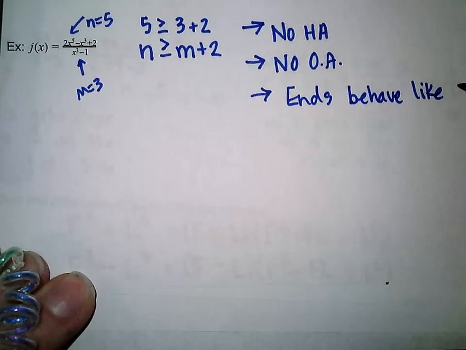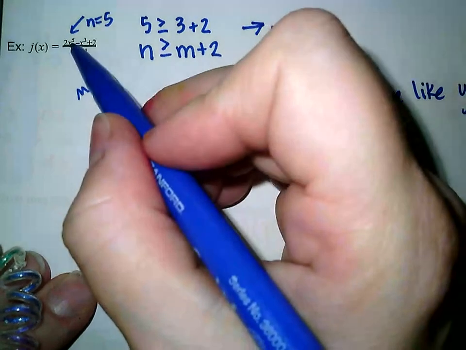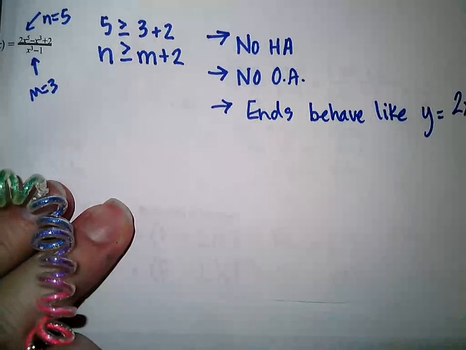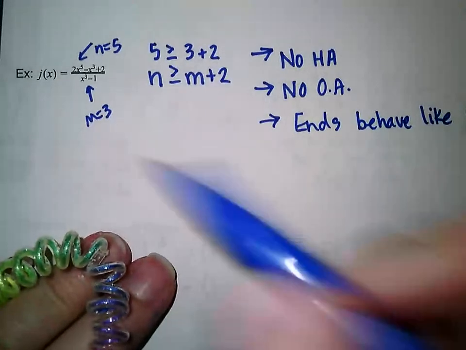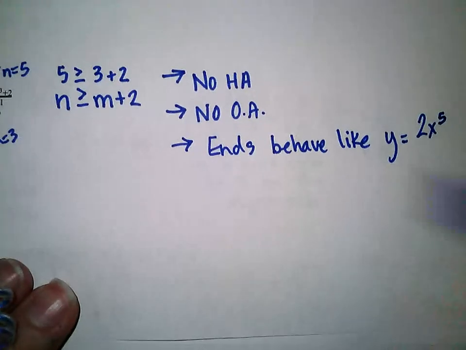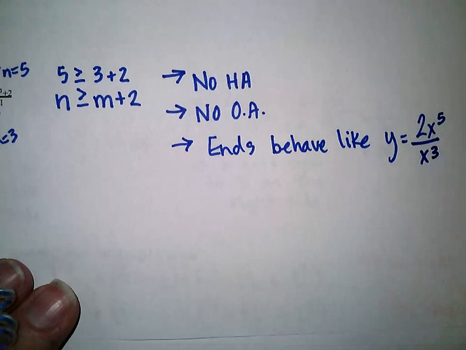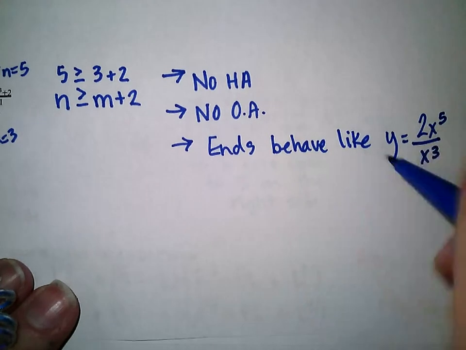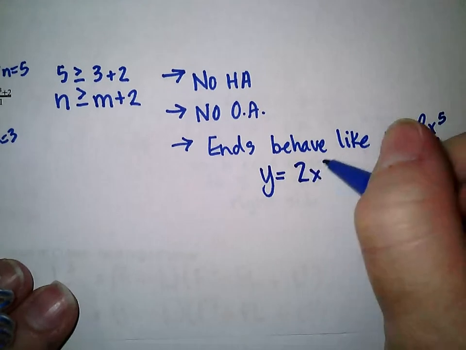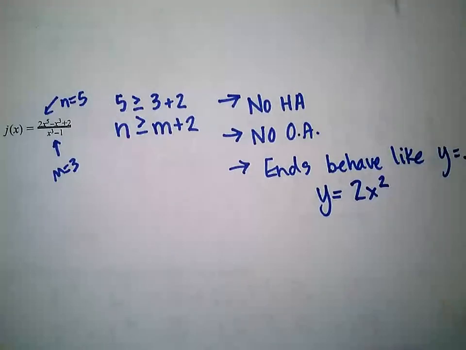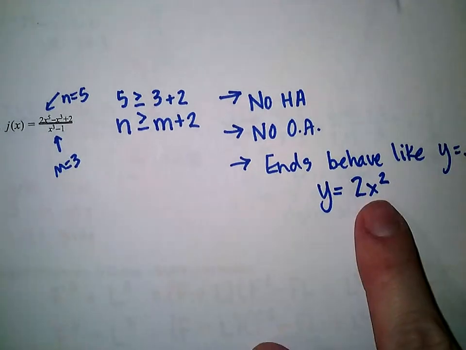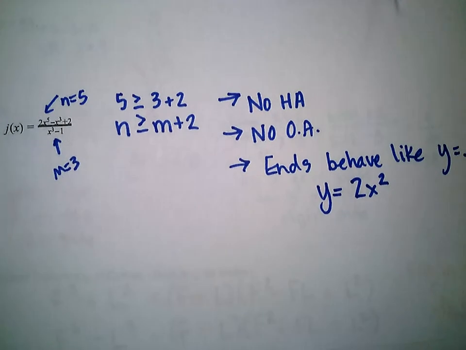So if I put y equals, the leading term in the numerator is 2x to the 5th, over the leading term of the denominator, which is x cubed. So y equals 2x to the 5th over x cubed, or the ends behave like y equals, that simplifies to 2x squared. So the ends of this rational function will both be going up, just like the polynomial function y equals x squared.